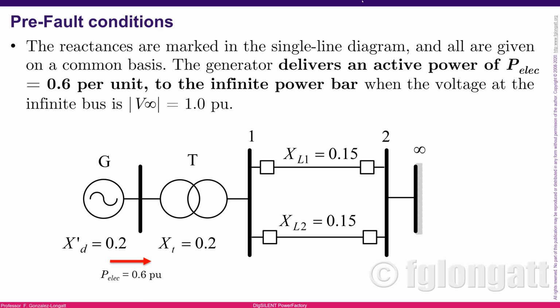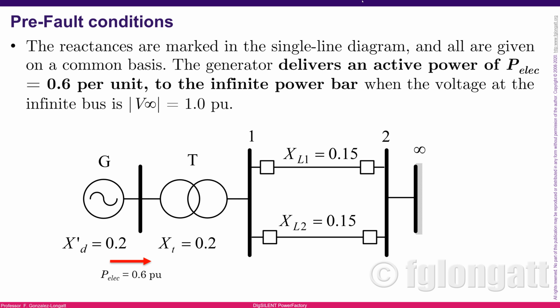As a consequence, that generator, synchronous generator, is dispatching 60 megawatts, okay? 60 megawatts coming from the synchronous generator, going through the step-up transformer T, then is divided between the two transmission lines, finally reaching the infinity busbar, okay? And the other important component here is that you must know that the voltage of the infinity busbar is 1 per unit, okay?